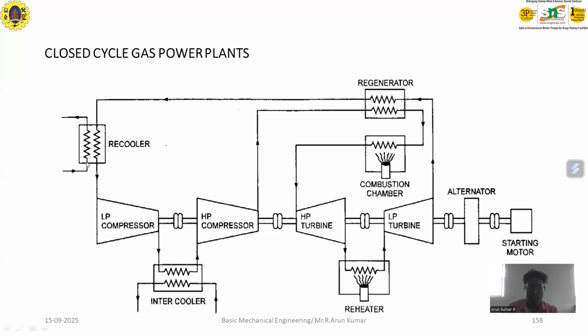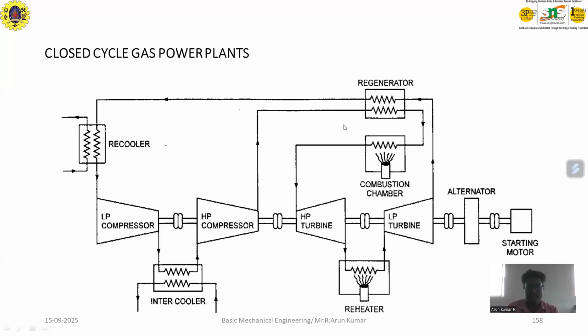From the recooler, the low pressure air, that is air from the atmosphere, can be processed to the low pressure compressor. The low pressure compressor is coupled with the high pressure compressor. What happens is the exhaust from the low pressure compressor can be passed to the intercooler. The intercooler also cools the air, which is further processed to the high pressure compressor. After that, the high pressure compressor output goes for the regeneration.